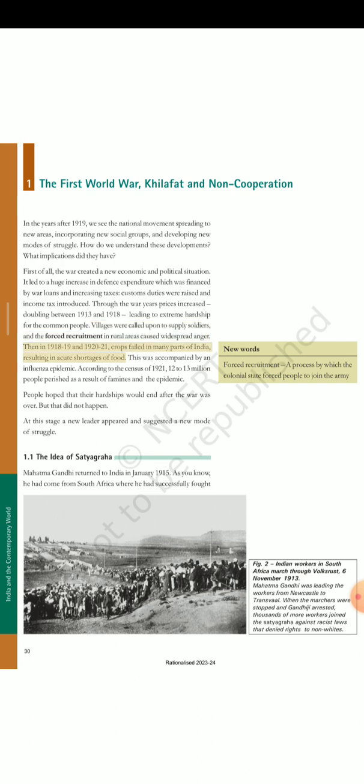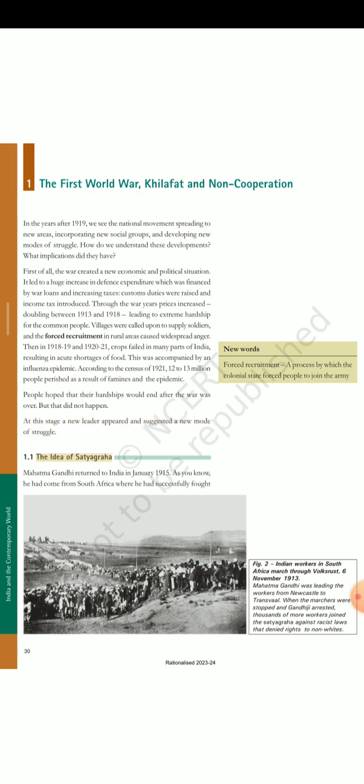Then in 1918-19 and 1920-21, crops failed in many parts of India, resulting in acute shortages of food. This was accompanied by an influenza epidemic. According to the census of 1921, 12 to 13 million people perished as a result of famines and the epidemic. People hoped that their hardships would end after the war was over. But that did not happen. At this stage a new leader appeared and suggested a new mode of struggle.